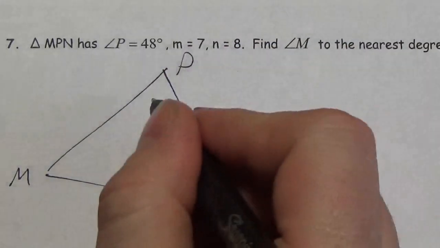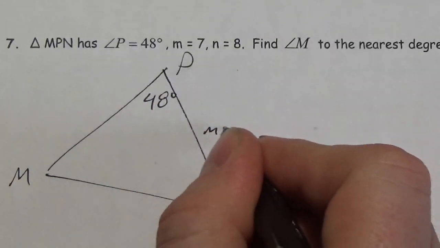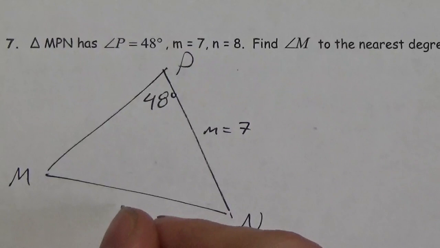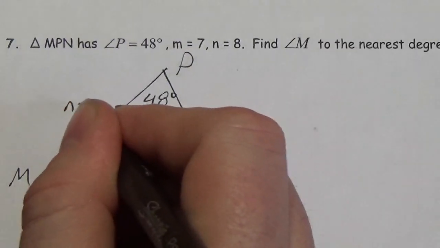And what do we know here? We know that P is 48 degrees. Okay, that's easy. Little m is going to be over here. That's going to be 7. Don't know what little p is. That's fine. And little n is 8.